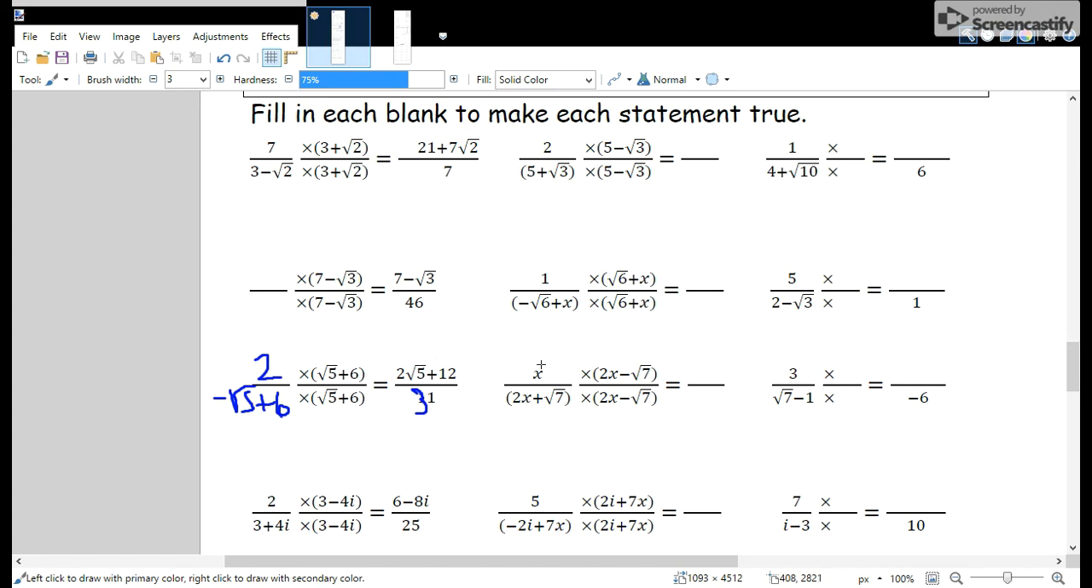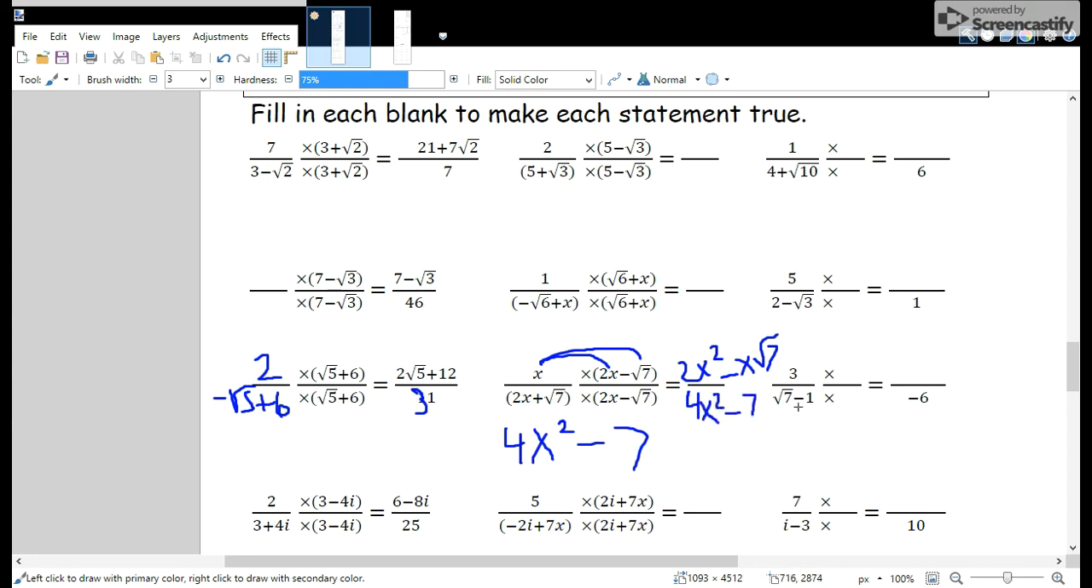Let's look at the next one. We have x, so we're going to multiply each term by x. We have 2x squared minus x square root 7. And then we have the conjugates. Since they're conjugates, they're going to be a difference of squares. So we have 2 times 2 is 4, x times x is x squared. The inner and outer terms will cancel, and so you have minus 7, because the square root of 7 times negative square root of 7 is negative 7. So that's what you'd write right here.